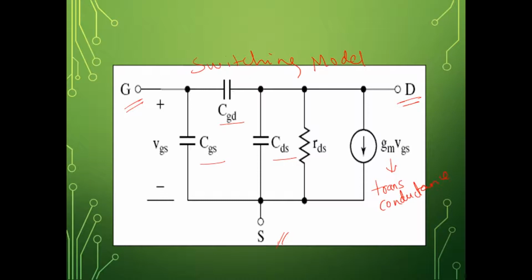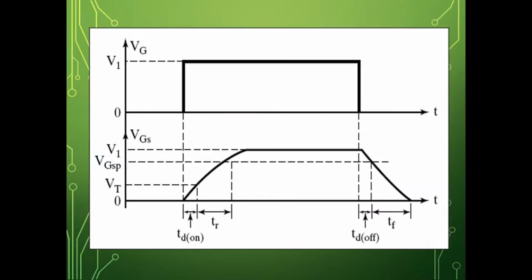So unlike your BJT, the MOSFET doesn't have a secondary breakdown phenomenon, and you don't have the concept of charge storage in the case of MOSFET. So you know it is a voltage controlled device. So how does our switching characteristic look like? So when you apply a gate voltage of magnitude V1, what happens to the gate to source voltage? This is source, this is the substrate, this is the drain. Okay, this is the gate.